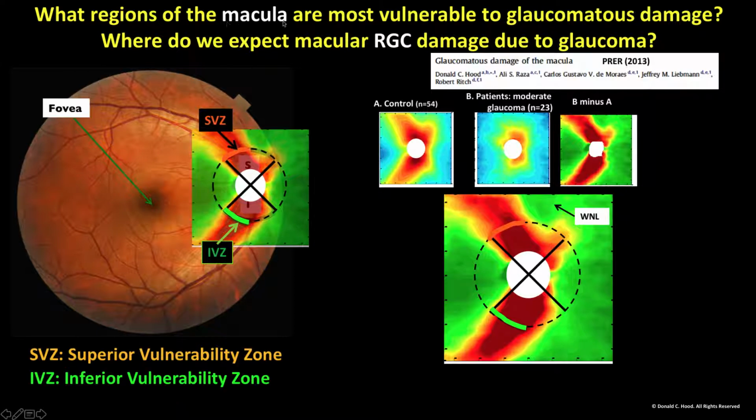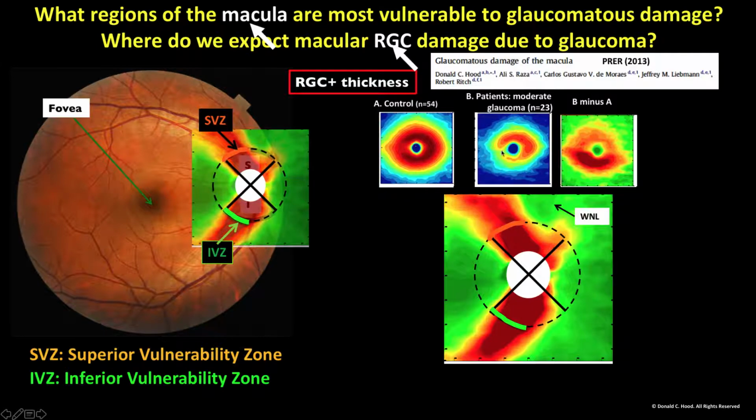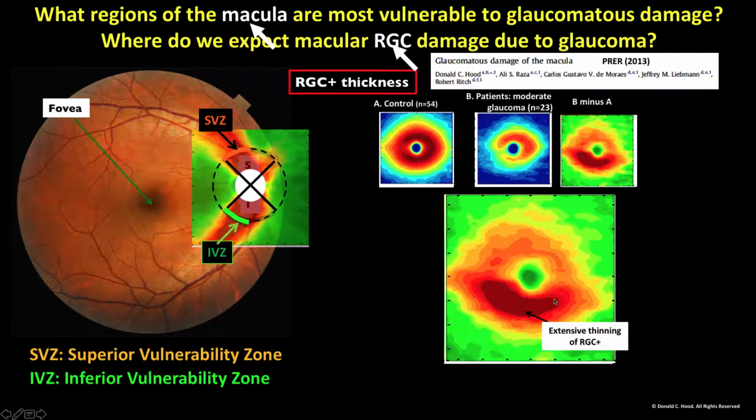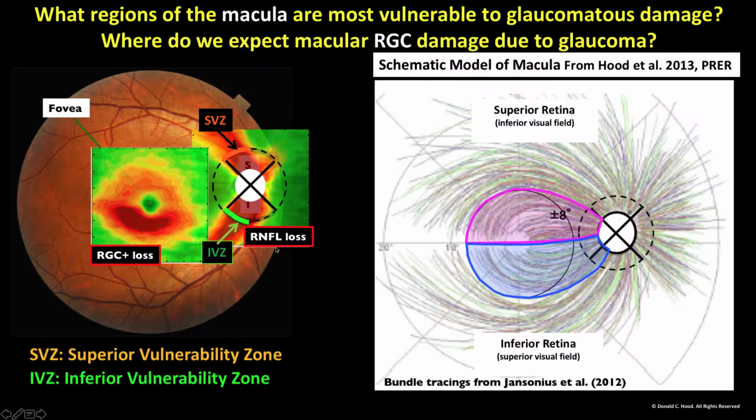Now, what's happening in the macula and to retinal ganglion cell damage? Well, let's replace this with a retinal ganglion cell thickness map of the macula. There it is for the healthy controls. There it is for the same patients. Here's the difference. Again, we're subtracting this from this, and here's your difference map, extensive thinning beyond normal limits. So let's move that over here. This is retinal ganglion cell loss. This is retinal nerve fiber layer loss.